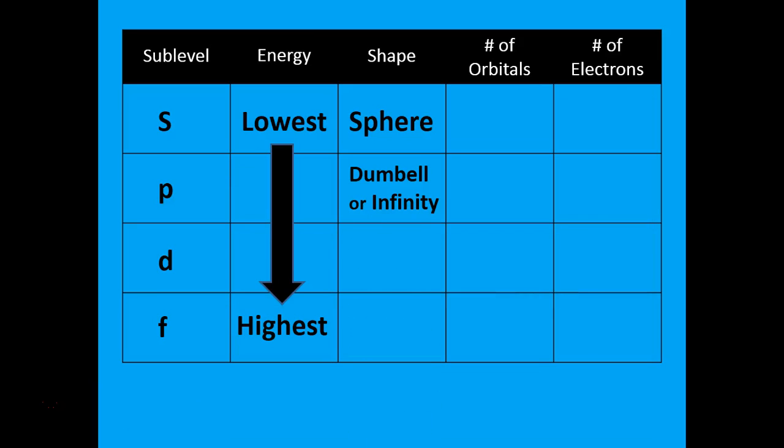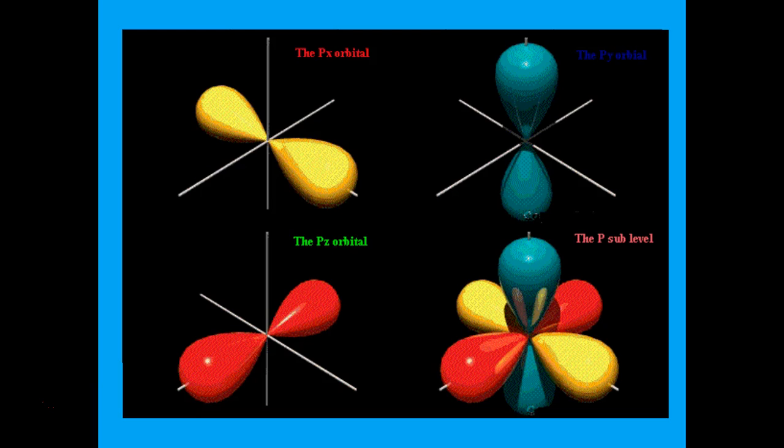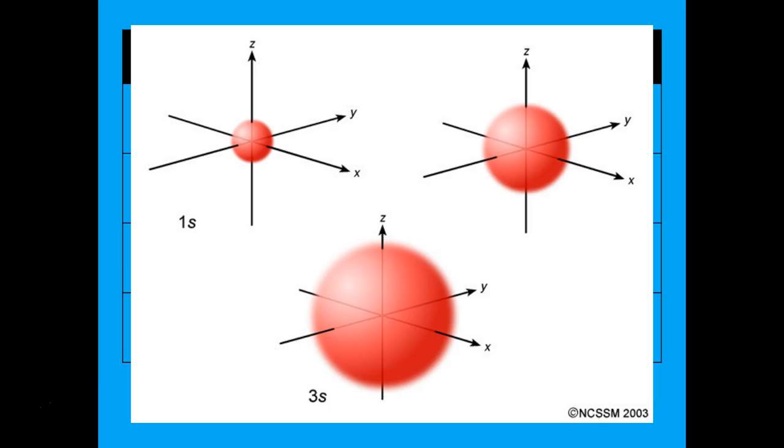The P has a little bit of a different shape. It looks kind of like an infinity symbol or a dumbbell shape. Or I think about it, if you took a balloon and twisted it in half or something like that, it has this sort of double lobed shape. Within an energy level, this is a little bit different than what we saw before, because for the S, we are looking at 3 different energy levels. This is 1s, 2s, and 3s. Within any one energy level, there's just the one sphere.